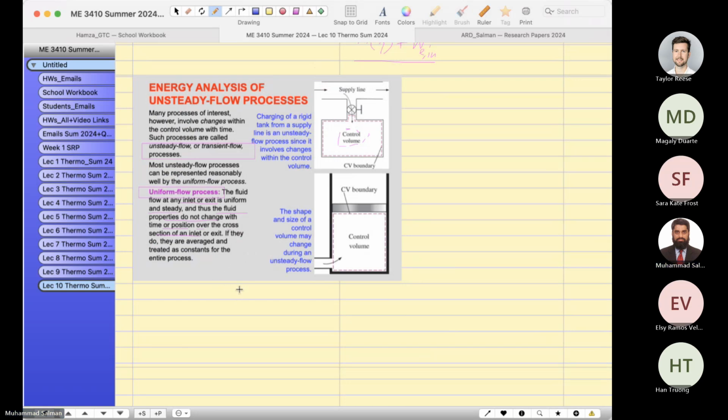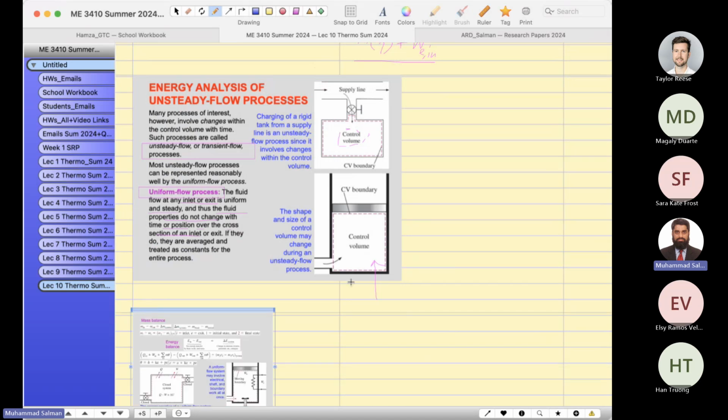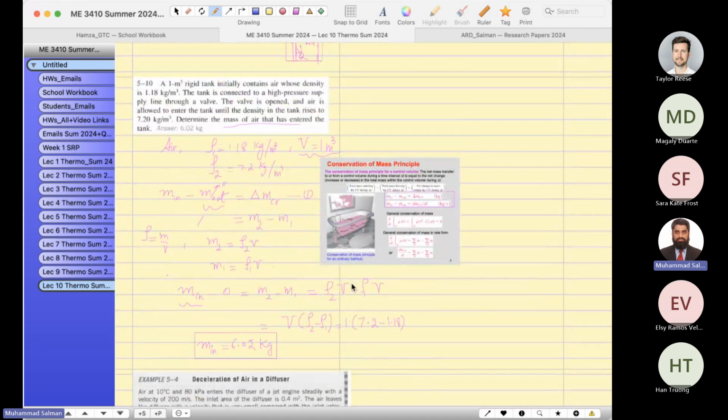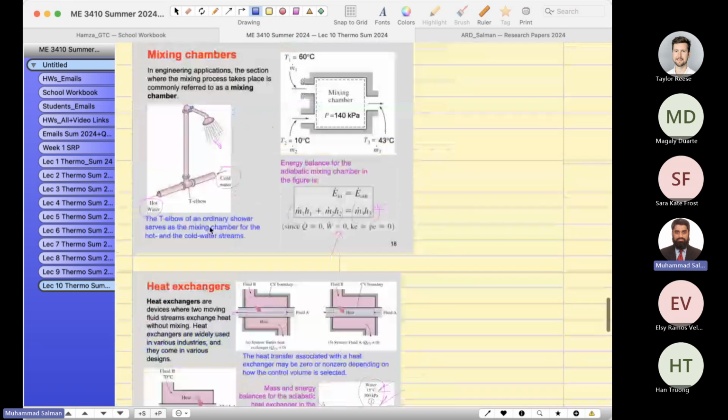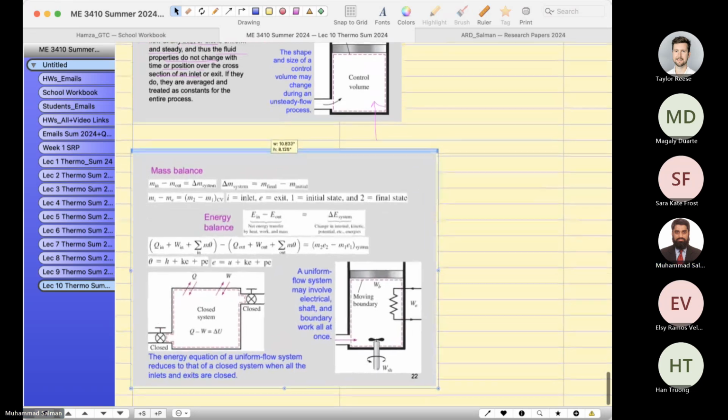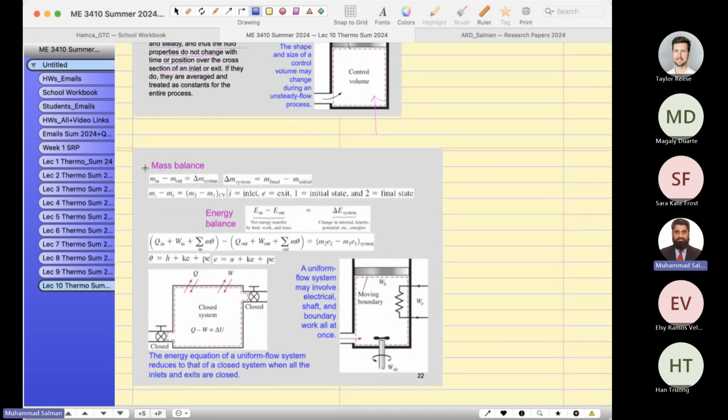So this is also the unsteady flow process. And let's do the mass balance for the unsteady flow process. Before I do that, I want to remind you how we solved this question using the mass balance equation. This is not the energy balance, but this is the mass balance equation. You will use the same thing again over here. Look, here is the same equation which we used in the first question, which I solved.